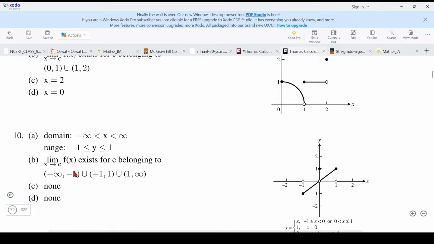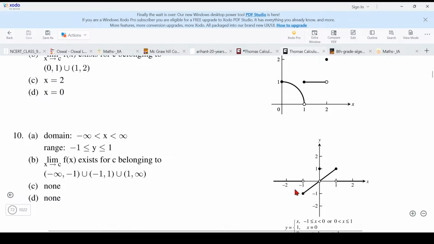The limit exists between -infinity to -1. At -1, it doesn't exist. Between -1 to 1, it exists, because at 0 also it exists. The value is different, it doesn't matter. At 1, it doesn't exist. So from 1 to infinity, it exists.